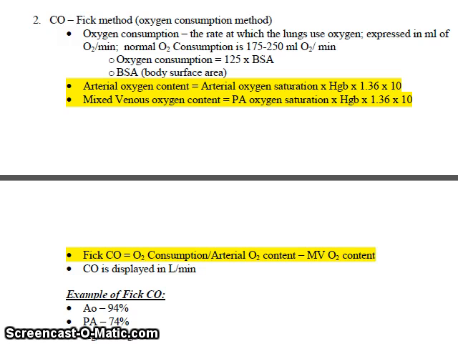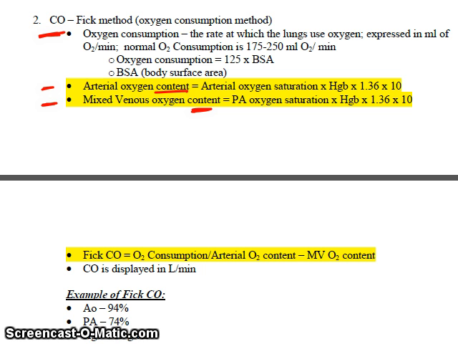Okay, this is the cardiac output Fick method, or oxygen consumption method. So here are the variables that you need to know in order to do the Fick method. You have to know the oxygen consumption, the arterial oxygen content, and the mixed venous oxygen content. So the first thing is to figure that out.